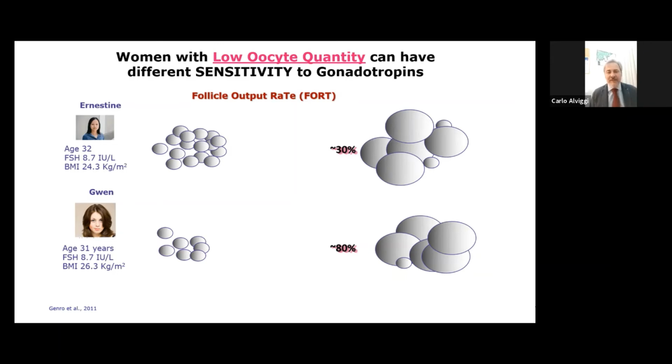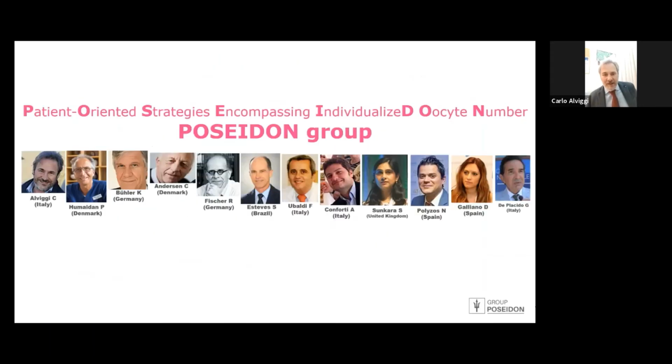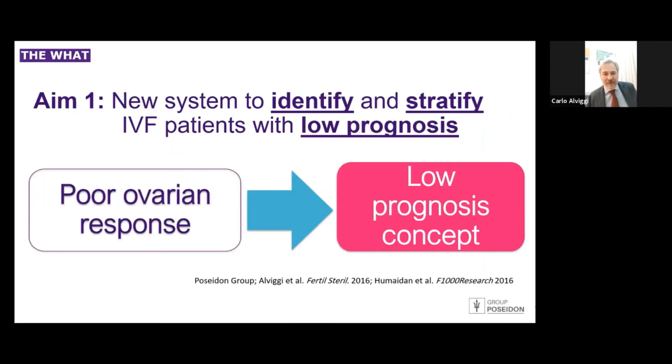So the number of eggs is important, but in the Bologna criteria, we don't consider sensitivity. So that's the reason why we recently proposed a different approach, which is called Poseidon stratification. The aim is to consider poor ovarian response, but not only that, to move from poor ovarian response to the concept of low prognosis patient.